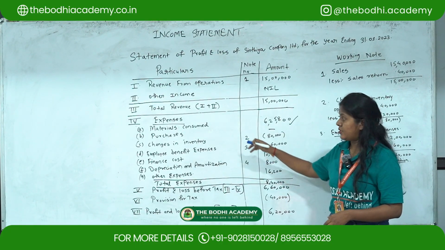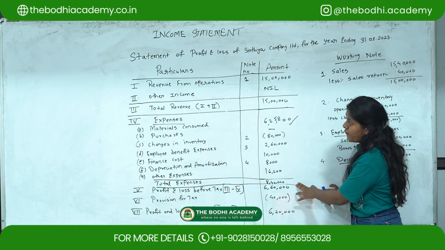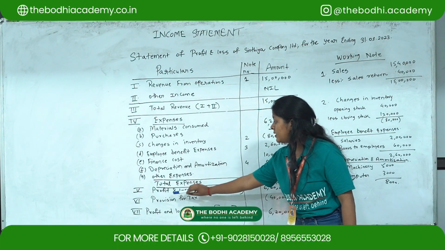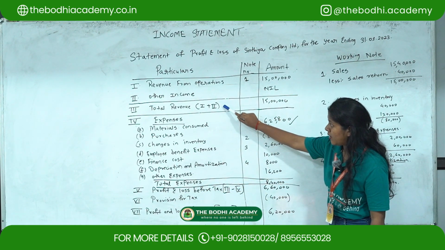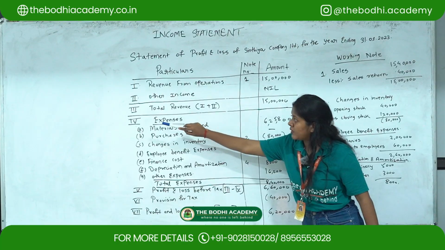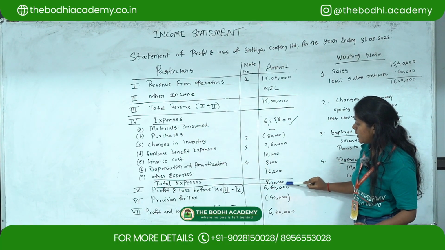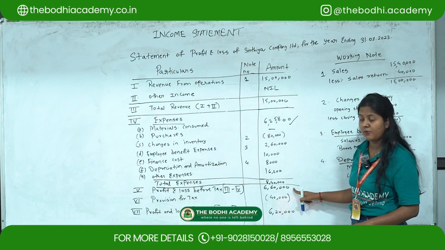So after doing this, you have to add all the expenses. So here we are getting the total 8,40,000. Then the fifth step, what you have to do is profit and loss before tax, and how to calculate this is third step minus fourth step. So third step we got 15 lakhs minus fourth we got 8 lakh 40,000, which we are getting 6 lakh 60,000.